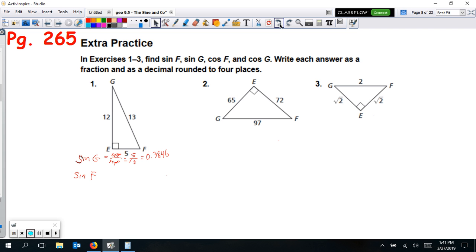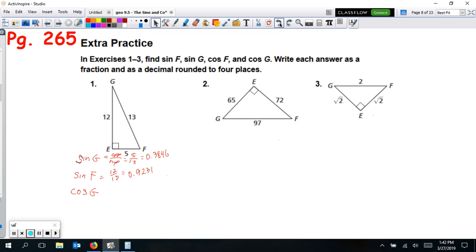Sine of F. This is going to be opposite over hypotenuse again, same kind of thing. So 12/13. If we're going off of F, opposite of F is 12, and then the hypotenuse again is 13, so 12/13. I'm not going to do the calculator for every single one. You understand what I'm doing. Just to go a little faster, our decimal there is going to be 0.9231. You can divide 12 divided by 13, and that would give you that decimal.